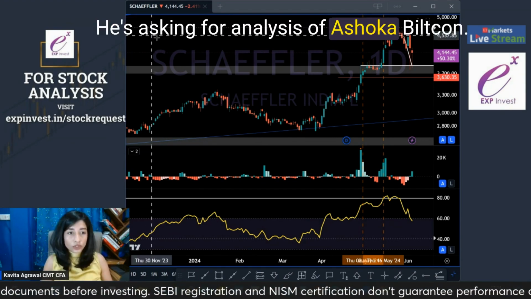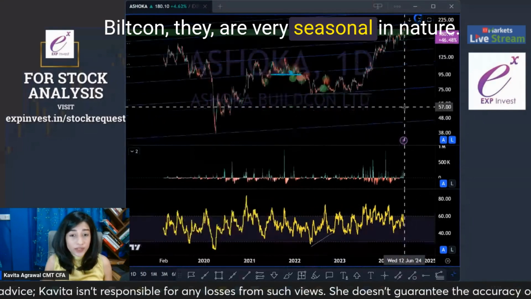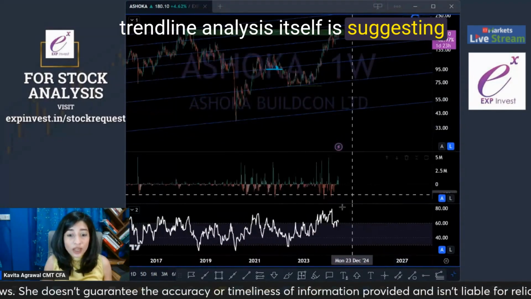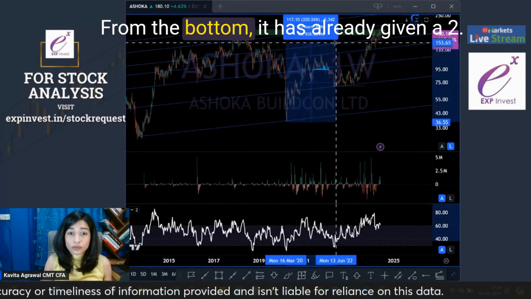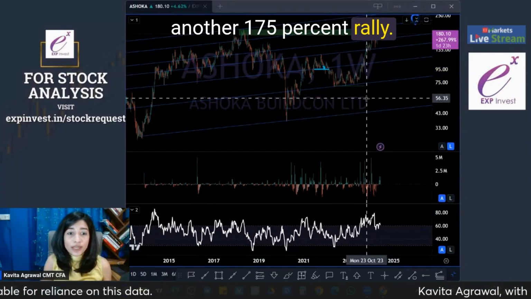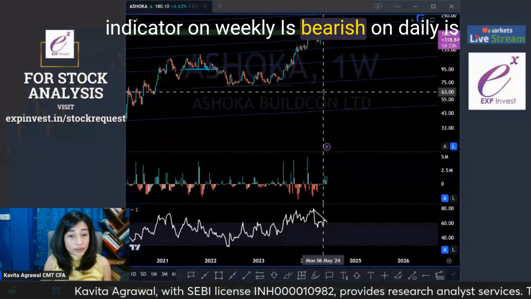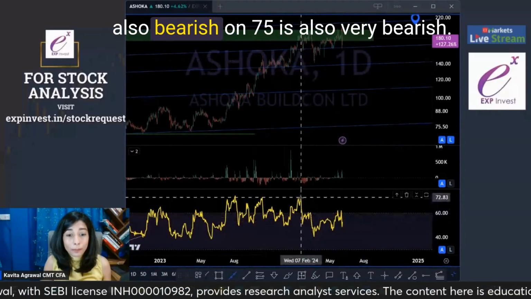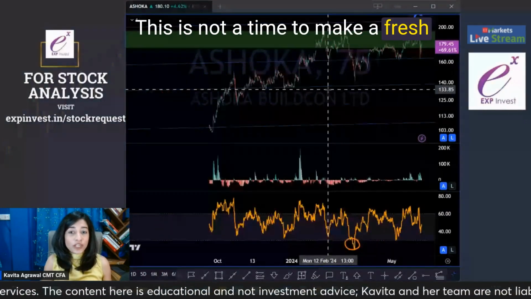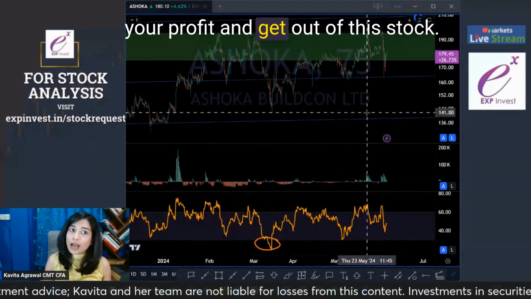He's asking for analysis of Ashoka Buildcon. Not very bullish on the stock, to be honest. Stocks like Ashoka Buildcon are very seasonal in nature, and the trend line analysis itself is suggesting the stock has rallied quite a bit. From the bottom, it has already given a 2,240% rally and another 175% rally. More importantly, the momentum indicator on weekly is bearish, on daily is also bearish, on 75 is also very bearish. This is not a time to make a fresh position at all in Ashoka Buildcon. In fact, if you are holding this stock, this is the time when you want to book your profit and get out of this stock.